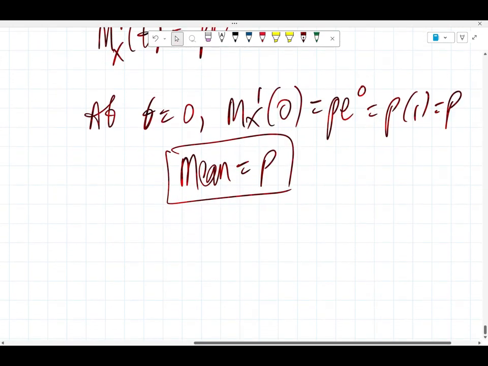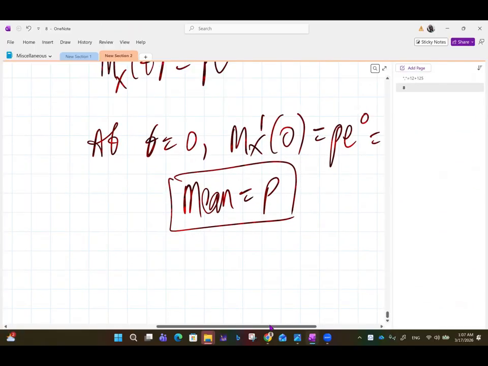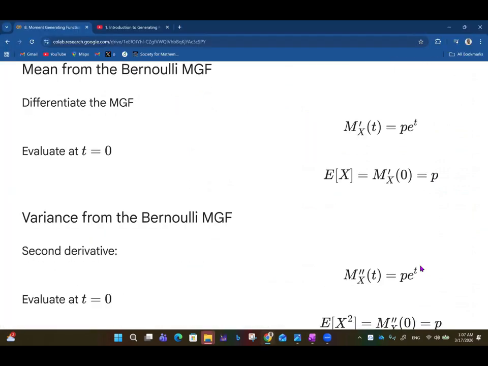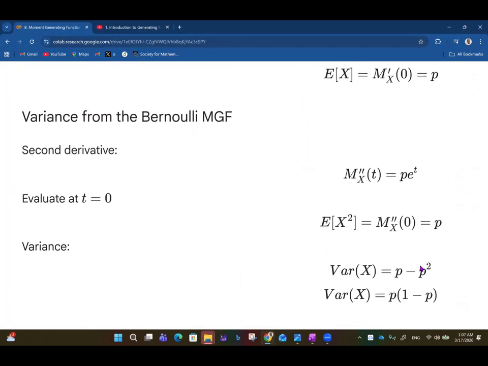Okay, so we can also go ahead and do the variance and all of that. For the variance from the Bernoulli moment generating function, you differentiate the second time. Of course, if you differentiate p e raised to power t the second time, you get p e raised to power t, because e raised to power t never dies, right? It never changes. So evaluating at t equals 0 again, you still have p.